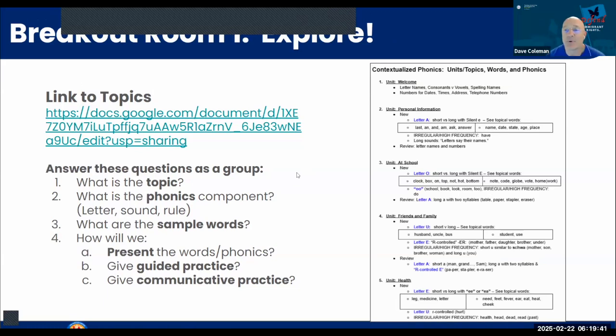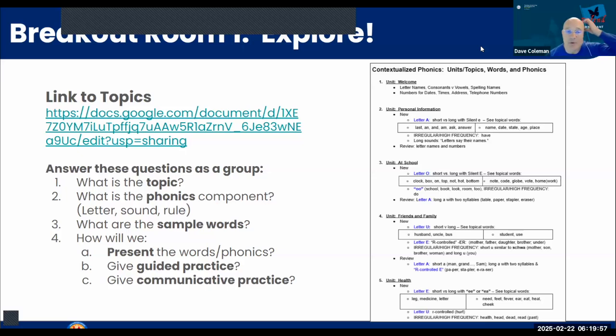Irene already gave you an example. We're going to talk about at least one or two more, and then we're going to have you look at how you can answer the questions for what you look at. So what is the topic for that section?